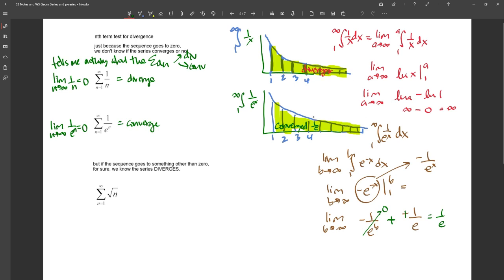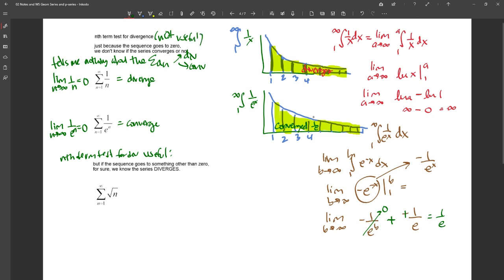But if the sequence goes to something other than 0, then this helps us. So this is where the nth term test for divergence helps. Test for divergence is useful here. This is where it's useful. Not useful here.